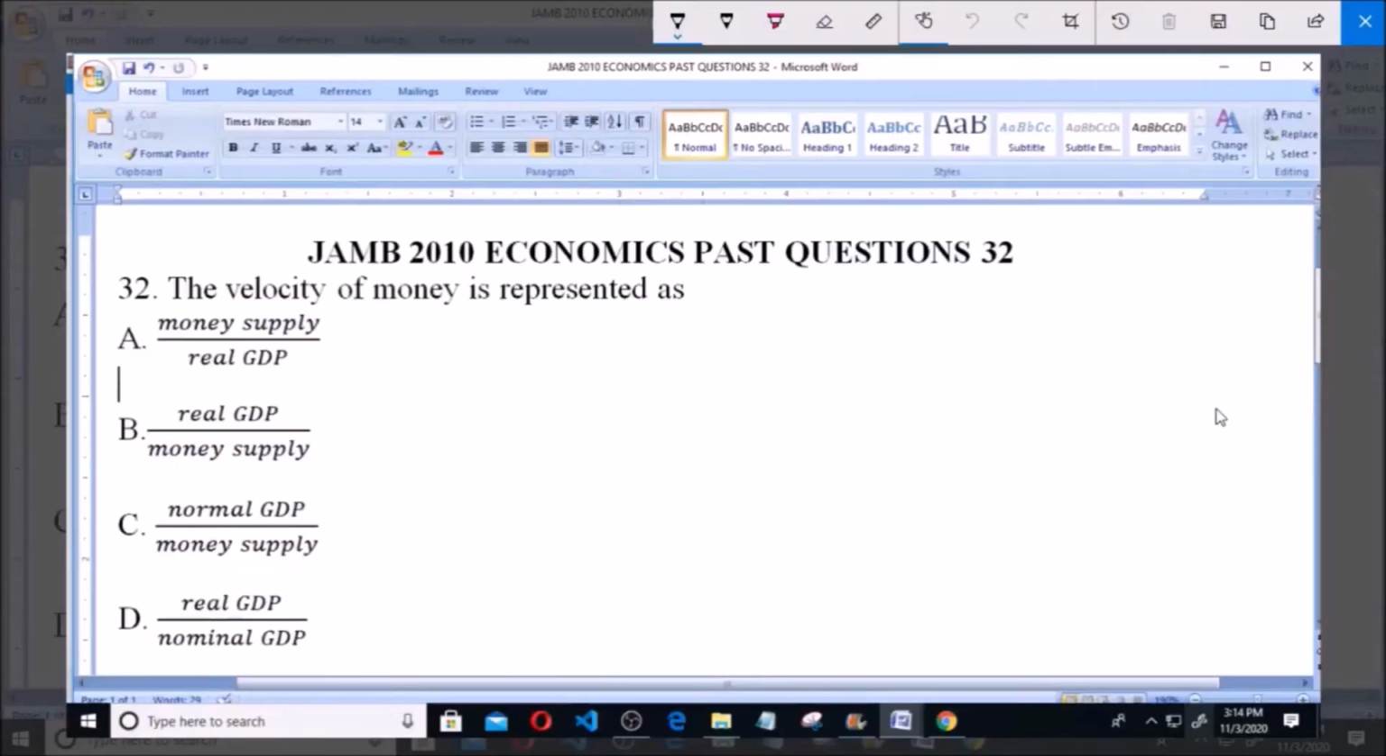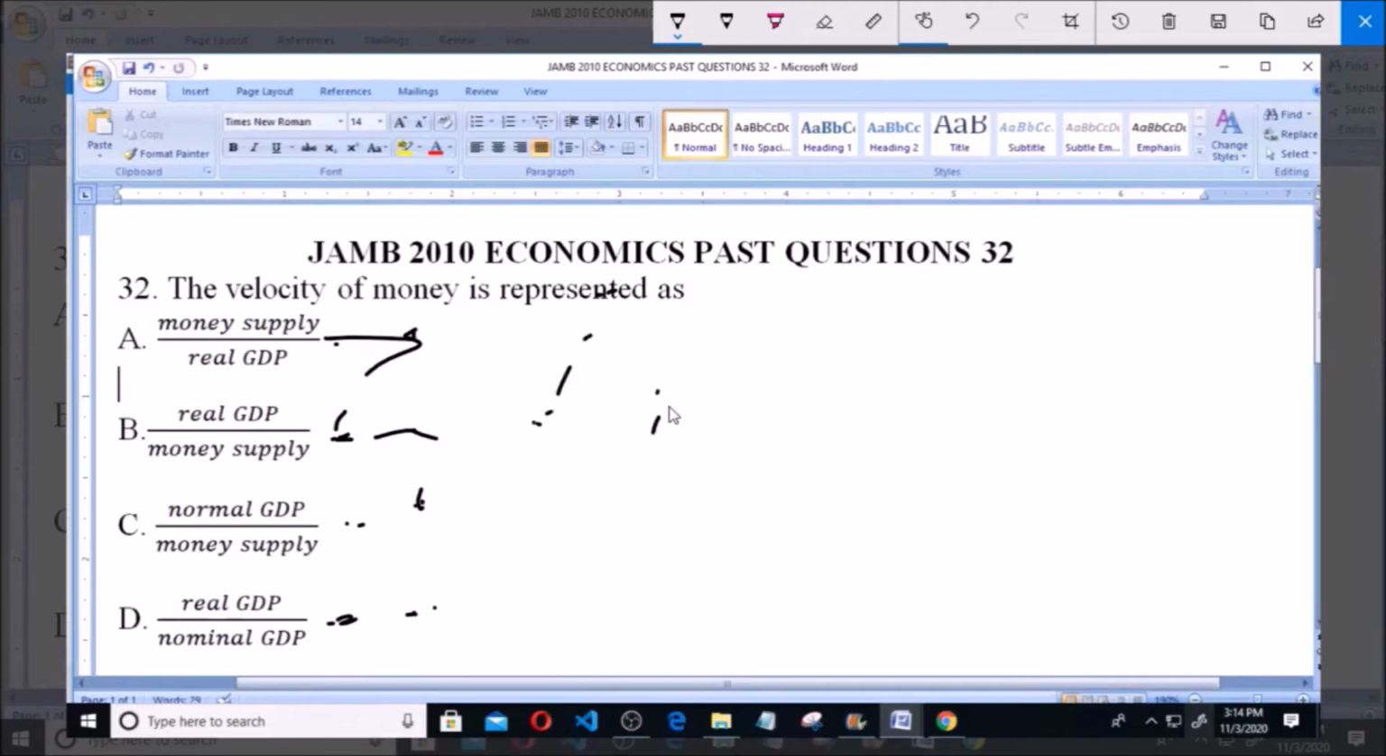Welcome to Jamb 2010 Economics Past Question, question 32. The velocity of money is represented as: option A says money supply over real GDP. Option B says real GDP over money supply. Option C says nominal GDP over money supply. And option D says real GDP over nominal GDP.